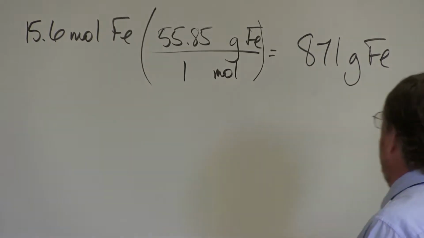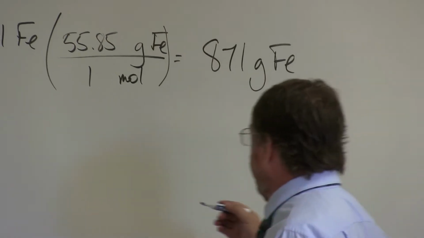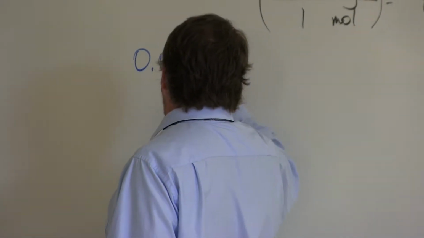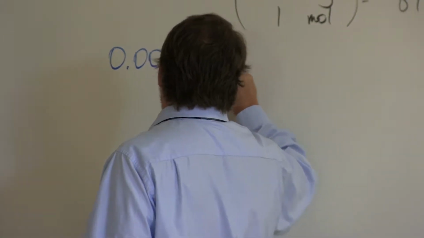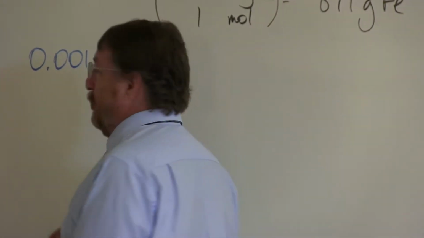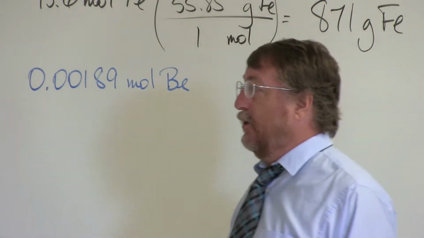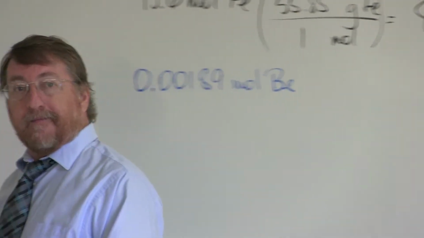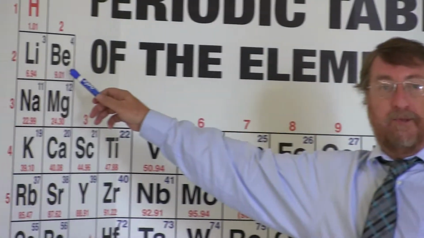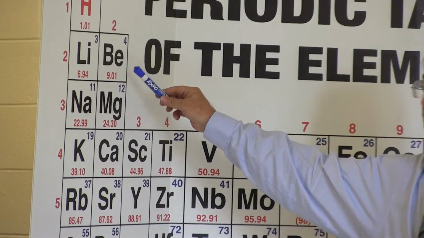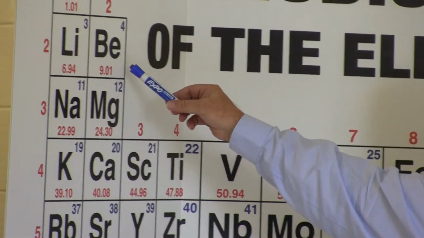Okay, let's do another one here. We're going to have 0.00189 moles of beryllium. And we want to know what the mass of beryllium is. Beryllium is a light element. So I can go over to the periodic table here, and I can see there's 9.01 grams of beryllium per mole of beryllium. Okay? So that's going to tell me that mass to mole relationship for beryllium.